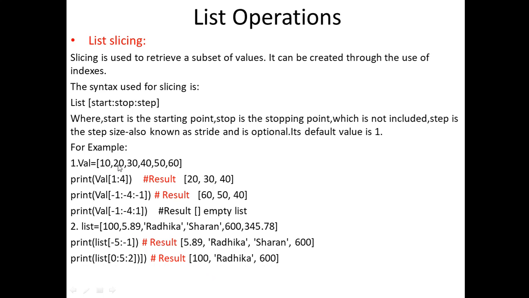Then 0 means 100, and then after that it skips one, because the step value is 2. So after one another, 100 and then Radhika and then 600. And the limit given is only till 4. So the output will be 100, Radhika and 600. You need to practice it to understand this list slicing.